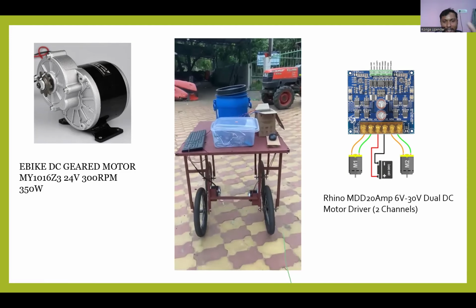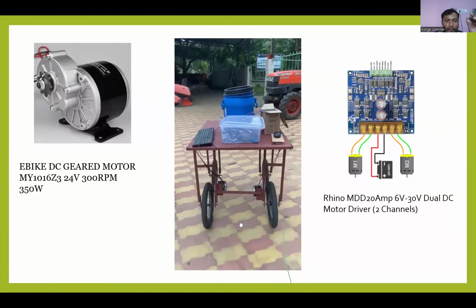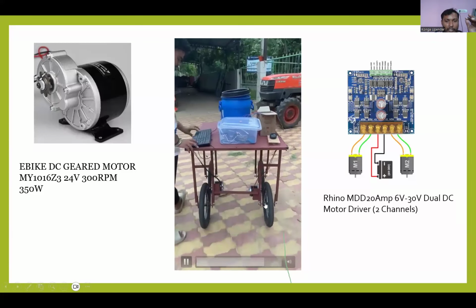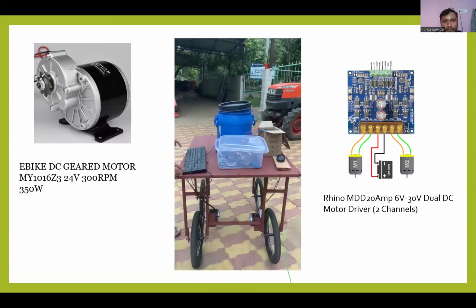It will go side to side also, because in the field it has to take turns. In that case, we'll give more PWM signal to this wheel than this one, so it acts as a differential wheel. If you want to take a right turn, I will give more PWM value to the left one and less to the right one, so it will take the right turn. Like this, we made a Python code for that.